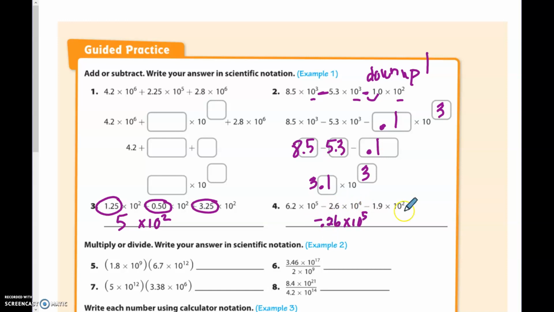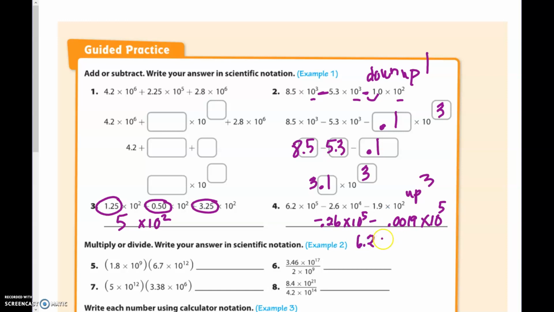0.26. All right, this one, it's got to go up 3. This has to go up 3, so it's going to be times 10 to the 5th, and I have to move this 3 places to get smaller, so it's going to be 0.0019.